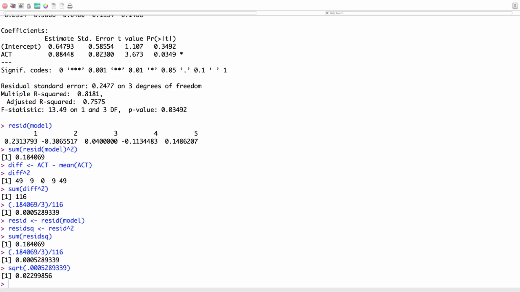Okay, so I got a little ahead of myself there, because what we calculated was the standard error squared, and of course we had to take the square root of that to get our standard error. So you can see now that 0.022998 is precisely what we started out with. I'm going to use 0.023 as the standard error for B1.